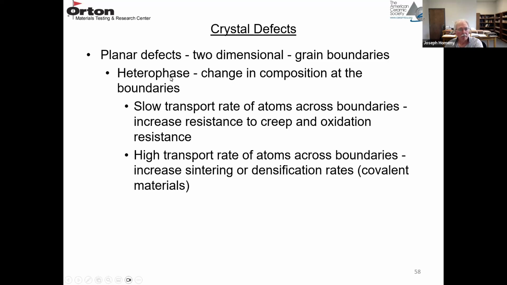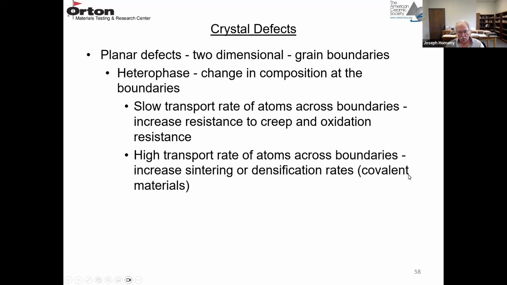So in this heterophase grain boundary, you have a change in composition at the boundary. If you have slow transport rate of atoms across the boundaries, slow diffusion rates of the atoms, you'll have an increase in resistance to creep and oxidation at high temperatures. If diffusion is fast across these grain boundaries, a high transport rate, that increases the thinning rate or densification rate. Also at high temperatures, it's going to increase the creep and oxidation rates.